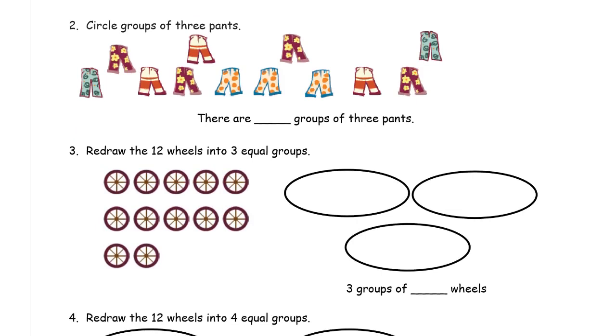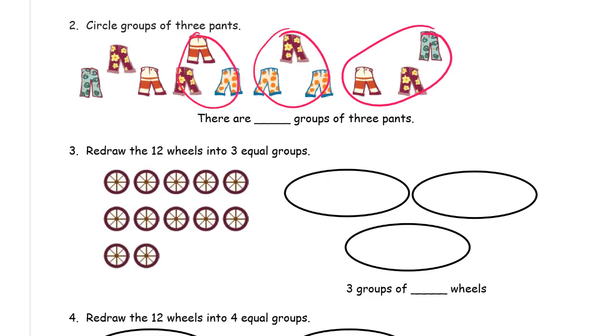And circle groups of three pants. So I'm going to start from this end here. There's three pants there. There's three pants there. Three here and three there. That's one, two, three, four. Four groups of three.